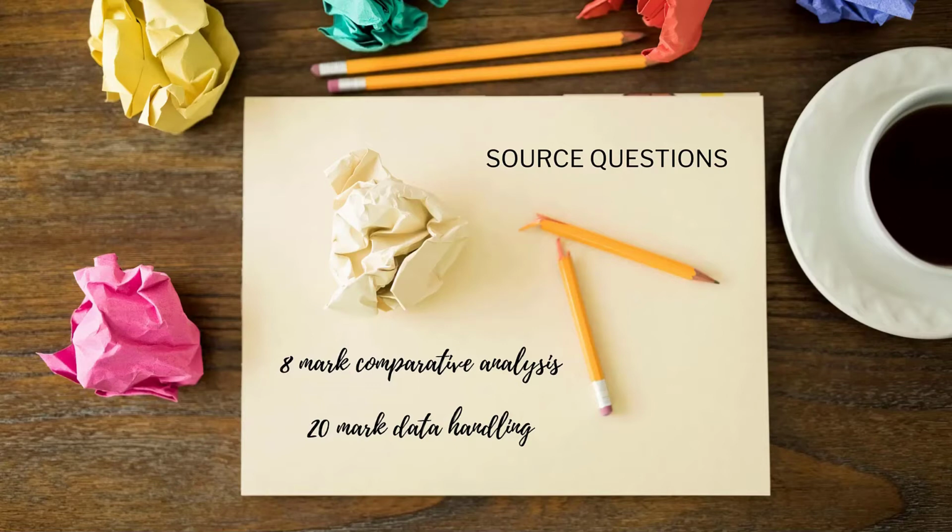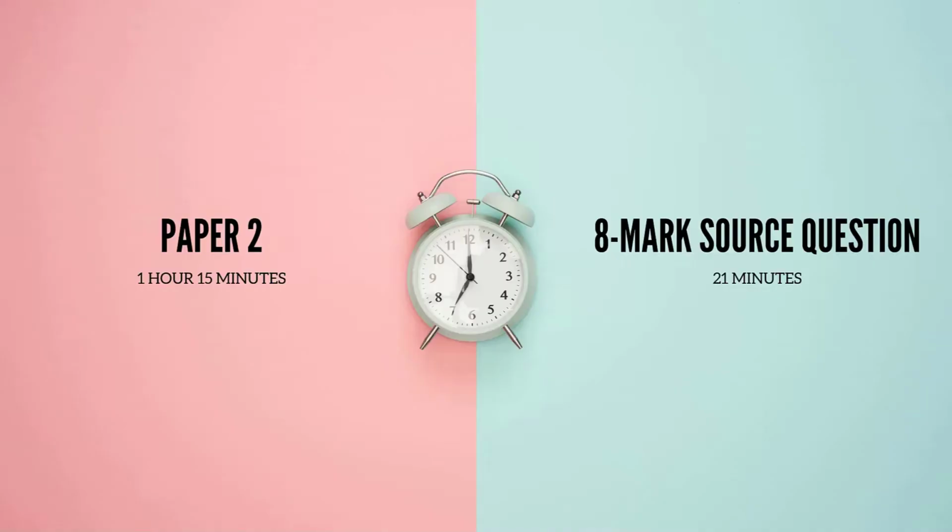Neither of the source questions require background knowledge and may include aspects of the course content that you have not covered or choose not to revise for the final exam. The time allocated to Paper 2 in the final exam is 1 hour and 15 minutes. This means that the 8-mark source question should take around 21 minutes to complete under exam conditions. Let us now turn our attention to this source question from the 2017 past paper, which you can access on the SQA website or from the link that's been shared with you.